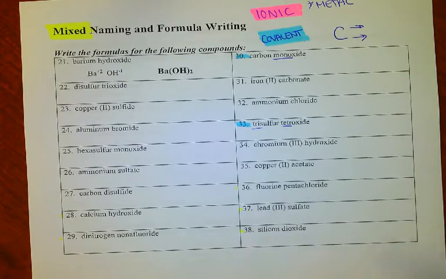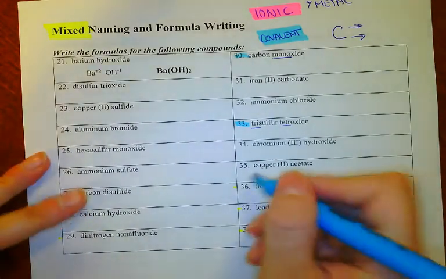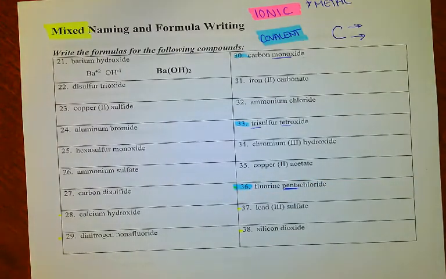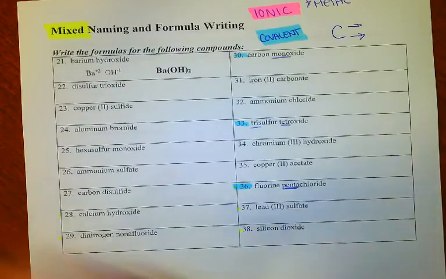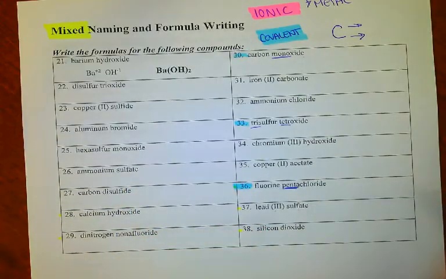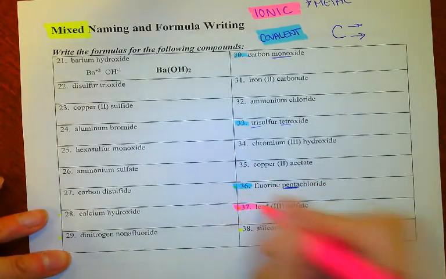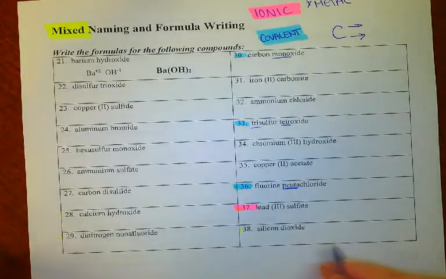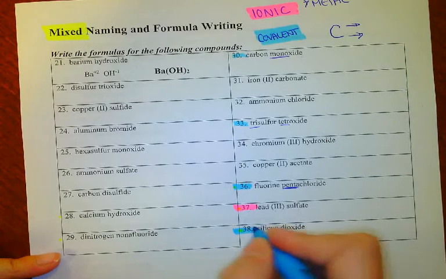I'm going to look down here at these last 3. Fluorine penta, so that tells me that this one is covalent. I'm going to use the covalent rules for that. Chlorine pentachloride. Lead 3 sulfates. If I see a Roman numeral, I know that that one has to be ionic because ionics may have Roman numerals. And I don't see any prefixes, so I know that this one is going to be ionic. Silicon dioxide, I see a prefix. So I know this one's going to be covalent.